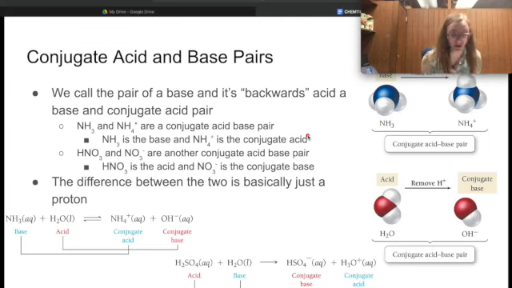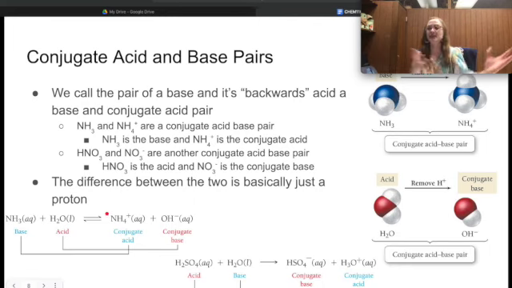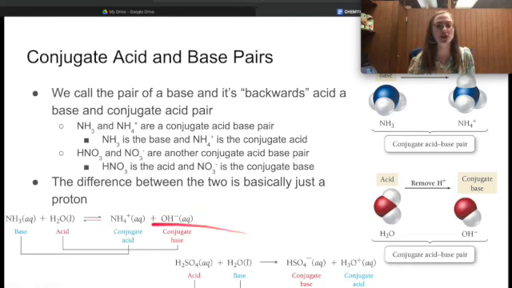So we can find our conjugate acid-base pairs in a reaction by figuring out what the base is, because that accepts a proton, and when it has already accepted that proton, it's already in that mode where it has a proton. That's where we call it the conjugate acid. If we look at the reaction we were just checking out on the last slide, we have NH3 with its conjugate acid, NH4 plus. We call that a conjugate acid-base pair, and the difference between the two is always just a proton.